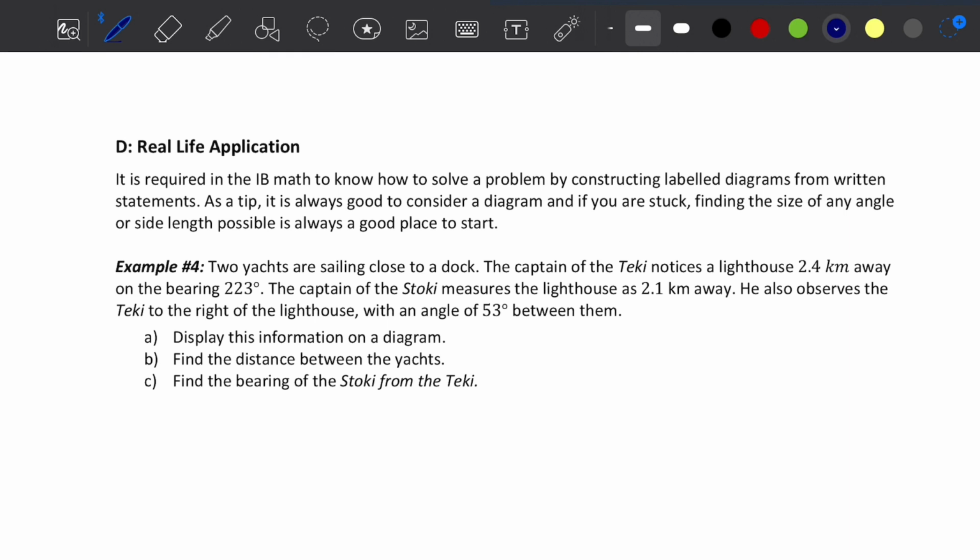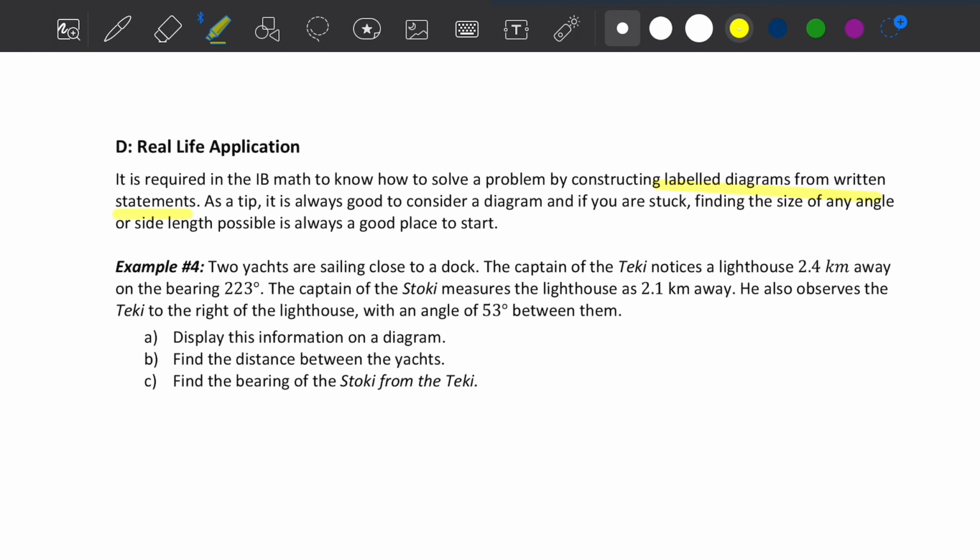In today's video, we are going to talk about how bearings or the angle of elevation or angle of depression are used in real life situations. It is required in IB mathematics to know how to solve a problem by constructing labeled diagrams from the written statements.